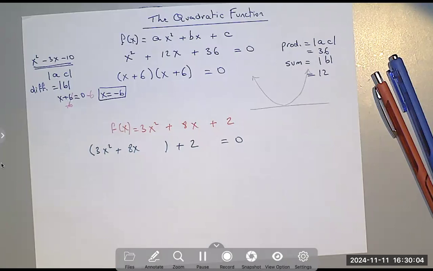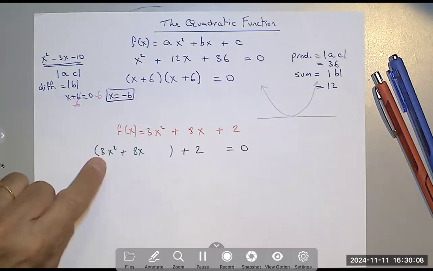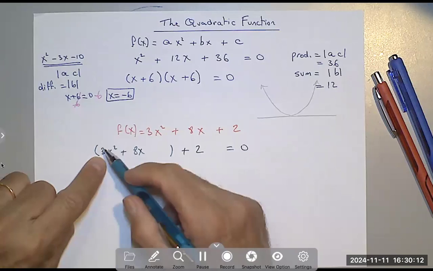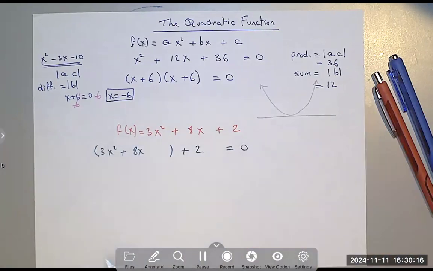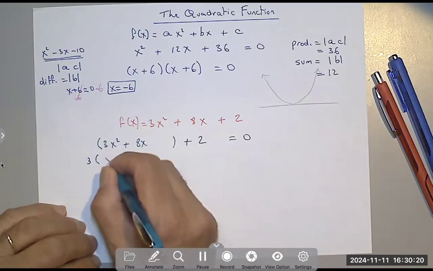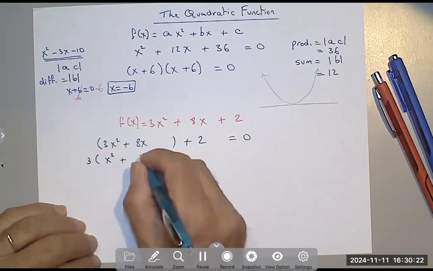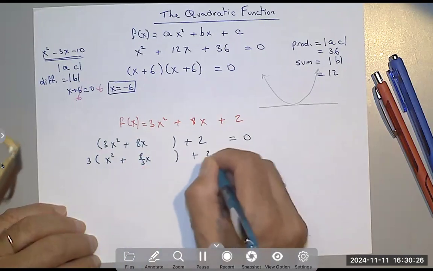Usually it's easier if you simplify, you make the x squared coefficient 1. Don't leave it as 3. Some people will tell you make it a perfect square by multiplying the whole equation by 3. You can do that, but it's simpler if I factor out the 3, and that leaves me with x squared plus 8/3 x plus 2.